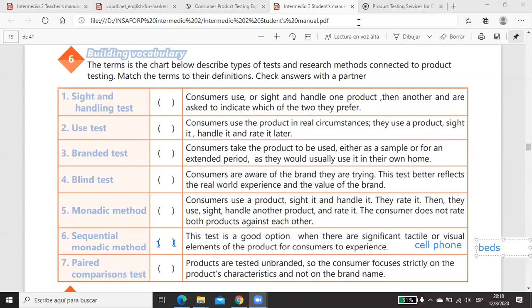Any other product that we can test through sight and handle? Any other product that has a lot of visual and tactile information? Please, anybody? Food. Yeah. That is a great idea. Now, why do you think so? Any food products? Why? Because the customer knows the flavor. You mean flavor? Yeah.